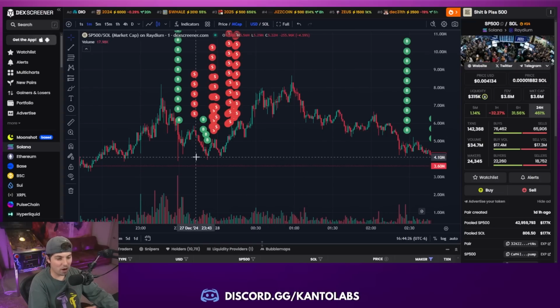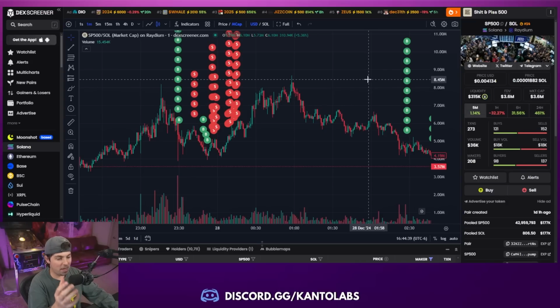such as what I did on shit and piss, right? Like this bottomed at 4 million and then it went all the way back to 8. So that was a 2x right there. If you miss the boat, but there are coins that have volume, then you can make 50% to 100% gains, which is still solid.